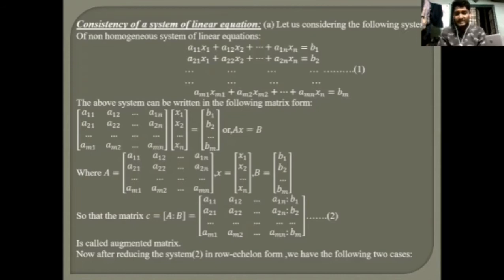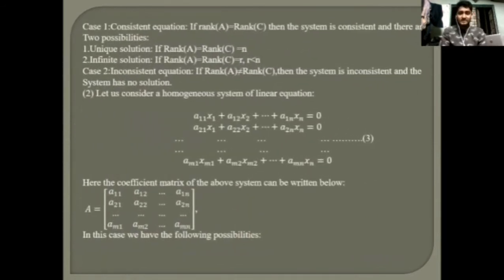Now, after reducing the matrix to row echelon form, we have the following two cases. Case 1, consistent equation. If rank A equals rank C, then the system is consistent and there are two possibilities. One, unique solution, if rank A equals rank C equals N. Two, infinite solutions, if rank A equals rank C equals R, where R is less than N. Case 2, inconsistent equation. If rank A is not equal to rank C, then the system is inconsistent and the system has no solution.